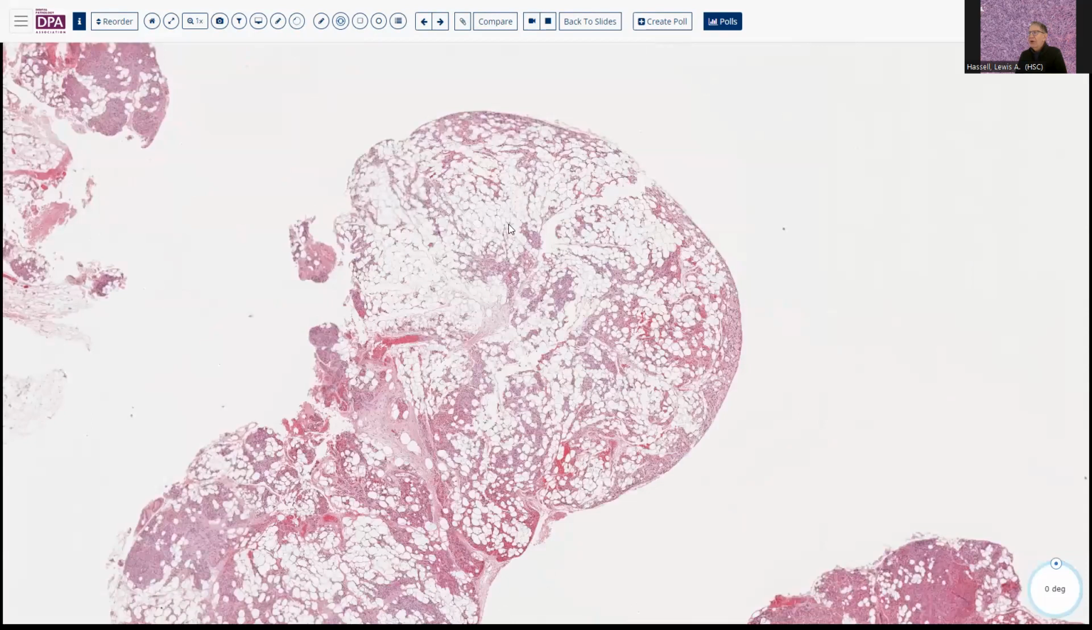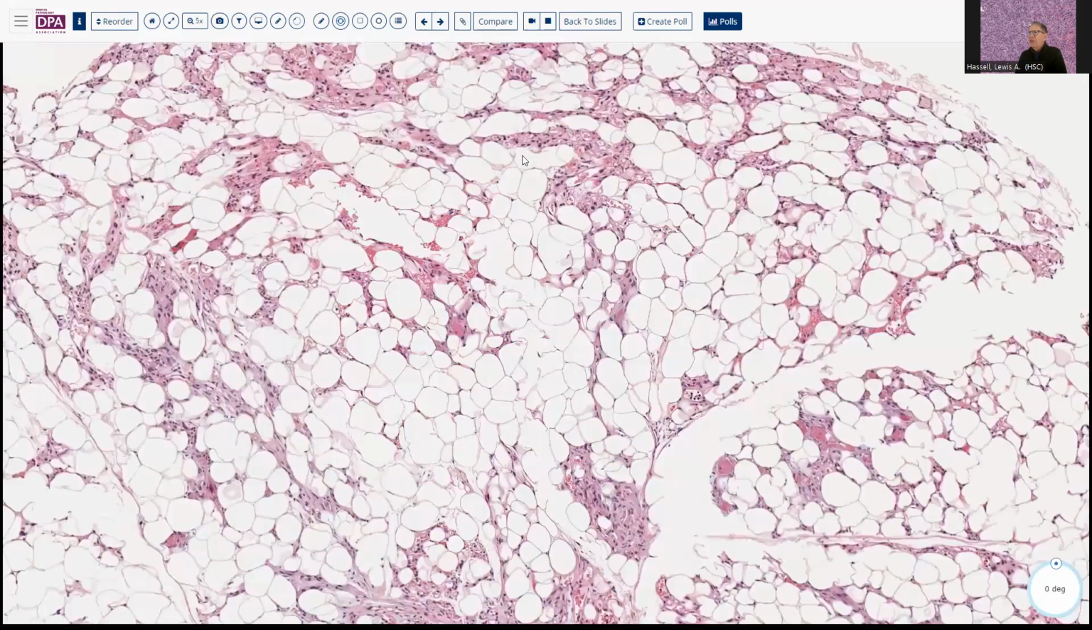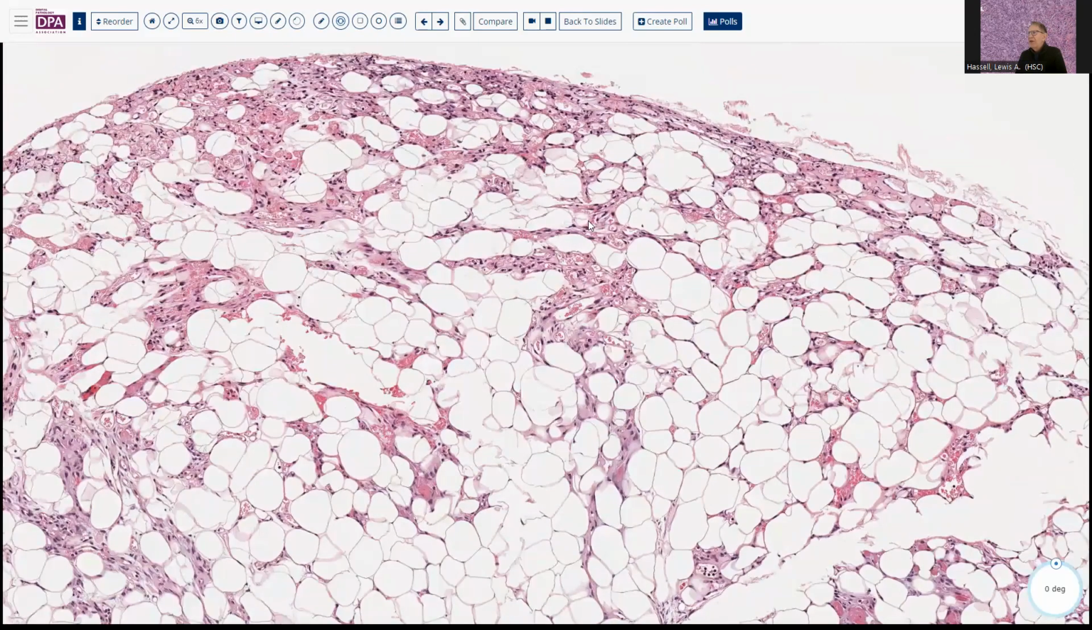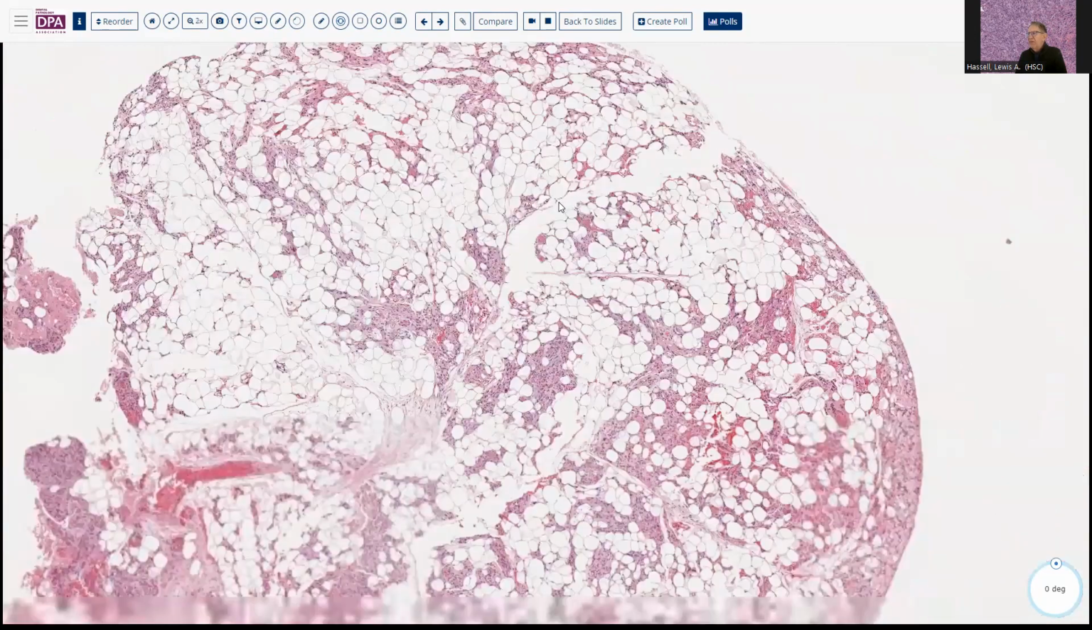So let's go up here to say maybe the median sort of situation and just get an idea that these vessels tend to be somewhat prominent and can course through in between the fatty cells and tend to be a little bit on the congested side. So here's a fairly typical area that you might see in many of these lesions.